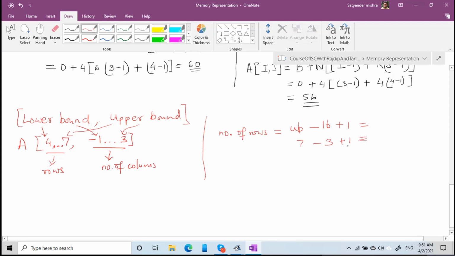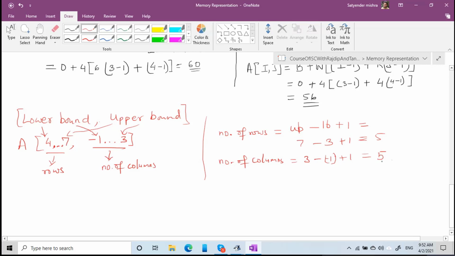7 minus 3 is 4, plus 1 is 5. So there are 5 rows, right? And the number of columns is upper bound minus lower bound plus 1. So the upper bound is 3, the lower bound is -1, and then we have plus 1. So we get 3 plus 1 is 4, 4 plus 1 is 5. So it's 5 rows and 5 columns basically.